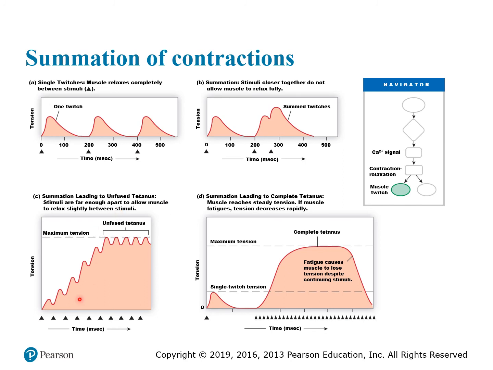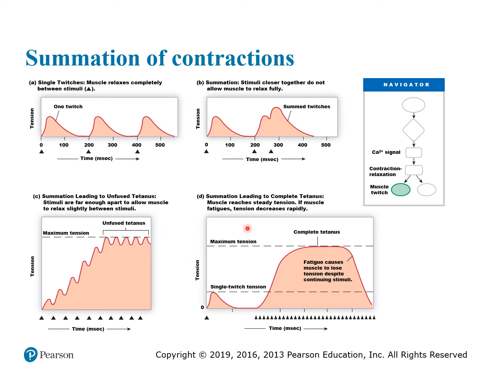So what is unfused tetanus? That's when the stimuli are far enough apart to allow the muscle to relax just a bit between the stimuli. As you can see right here, the frequency of the stimuli is really high and the muscle is not fully relaxing. And again, if the frequency of the stimuli increases, you will notice that eventually the muscle tension keeps increasing, but you never reach fused tetanus because the muscle is still slightly relaxing. That's what's known as unfused tetanus. And basically that's the maximum tension it can achieve. It cannot go higher than that.